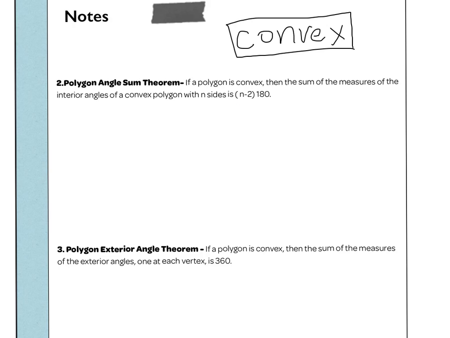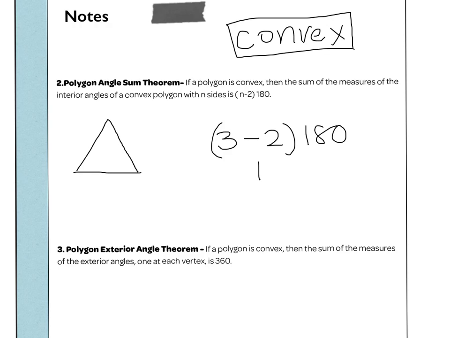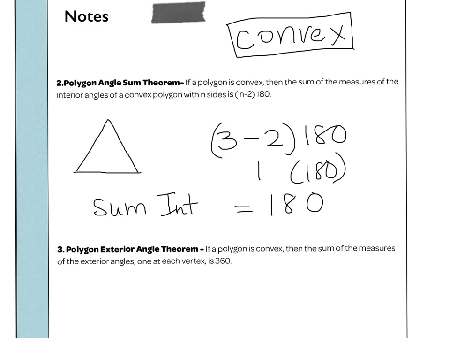So let's take, for example, a triangle. The triangle has three sides, right? 1, 2, 3. And we know that for a convex polygon, which it is, with n sides, the n we're going to change to 3. So this would mean (3 minus 2) times 180 will give us 1 times 180, which is 180, which means that this is the sum of the interior angles of this polygon. Which should make sense to you because most of you know that already.